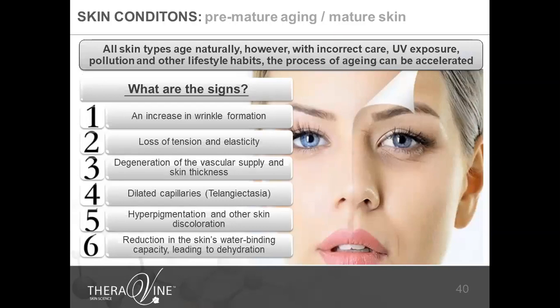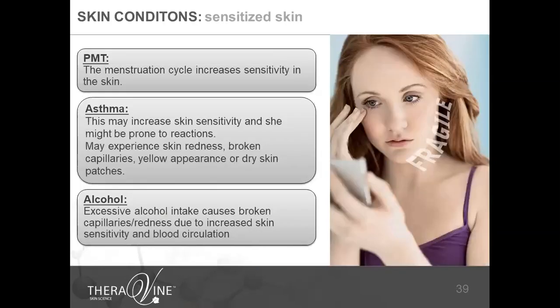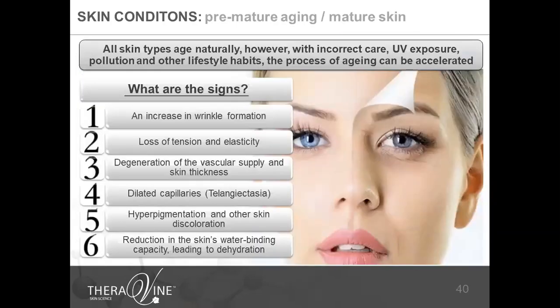And that is where I'm going to stop today. And then with our next session, we are going to continue with premature aging and mature skin types.